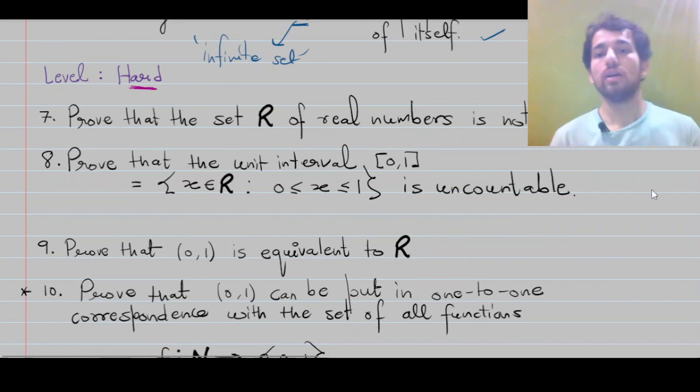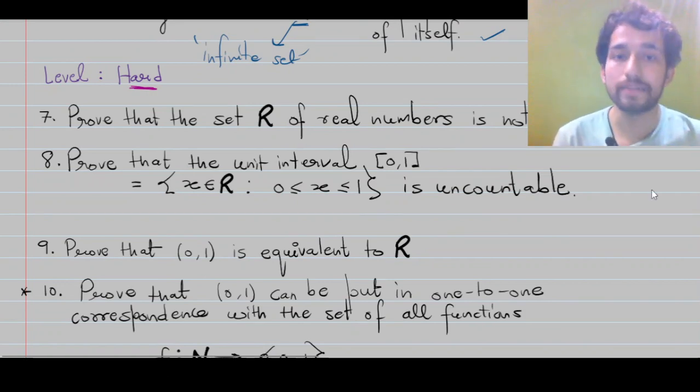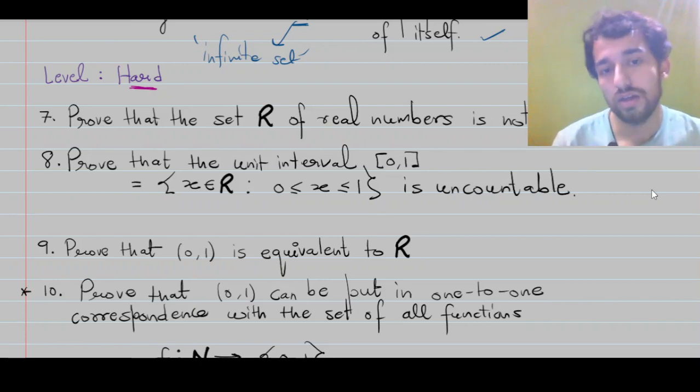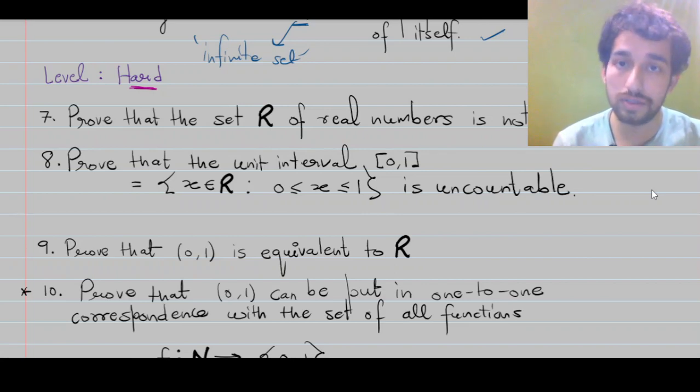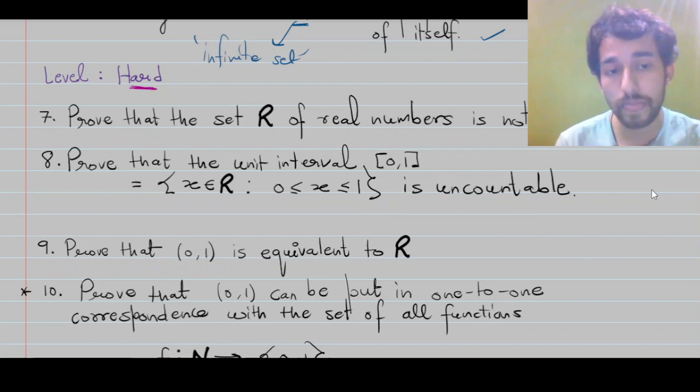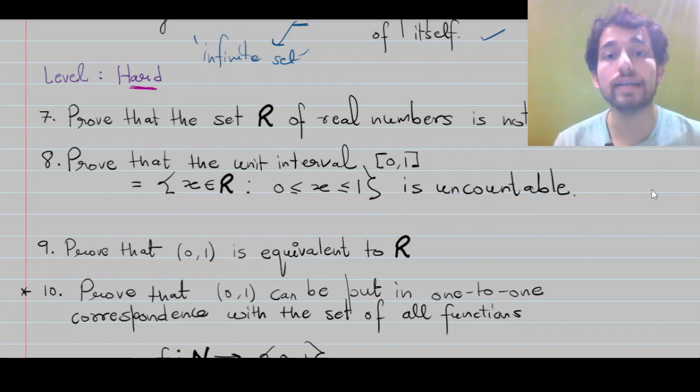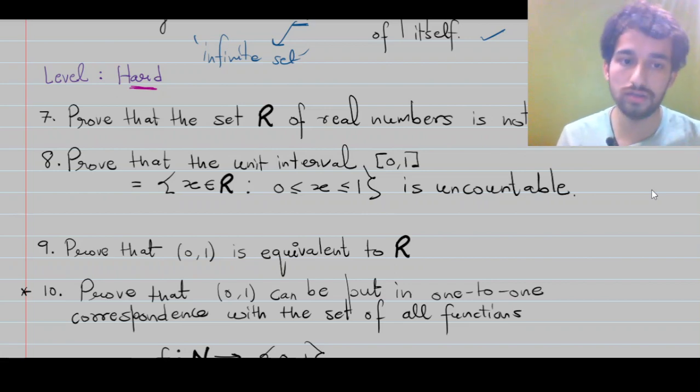Okay, now problem number 8. It says that you have to prove that the unit interval (0, 1) is uncountable. In problem 7, you proved that the set R of real numbers is uncountable. In the 8th, you are now trying to prove, I would say, an equivalent version of that. If you are able to prove that the set (0, 1) is uncountable, then it is almost the same as proving the set R is uncountable.